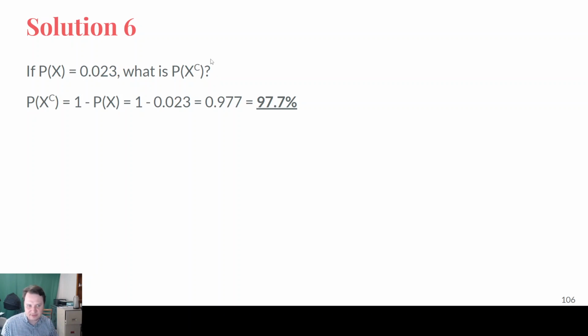Remember that a little c means complement, the probability of X not happening. So the probability of X happening is 0.023. The probability of X not happening is 0.977. Happening, not happening. Notice it adds up to 100%.